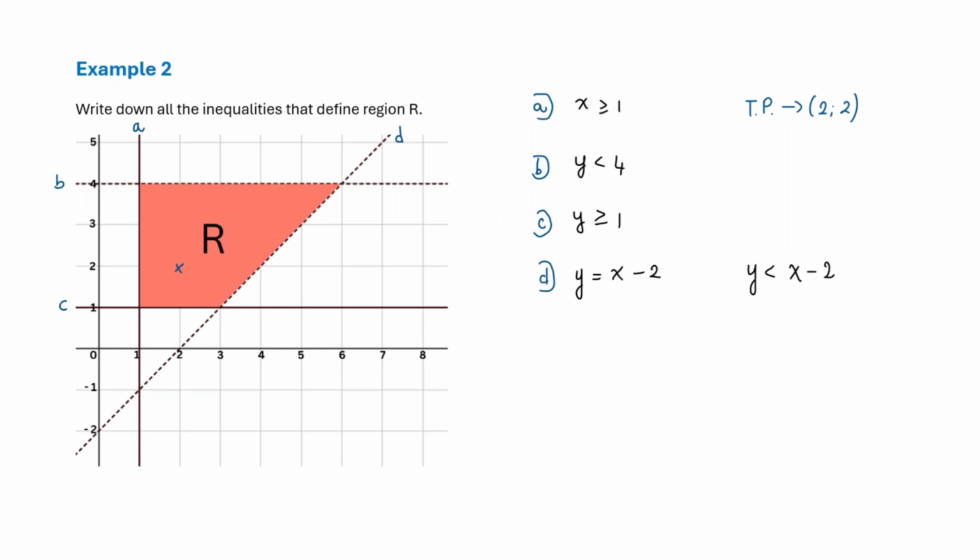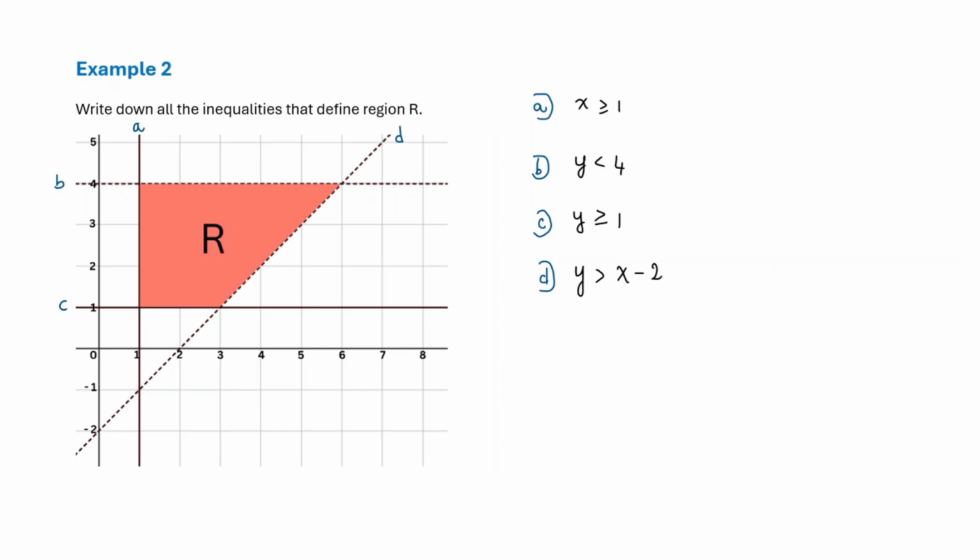Now let's substitute the coordinates of the test point. Since x is 2 and y is 2, we get 2 is less than 2 minus 2. So 2 is less than 0. This is false. So our direction is not correct. We reverse the direction of the inequality. The fourth inequality is y is greater than x minus 2.